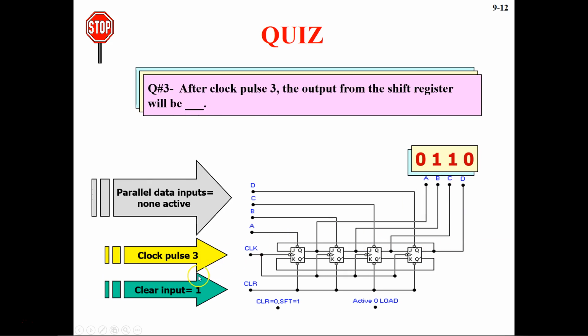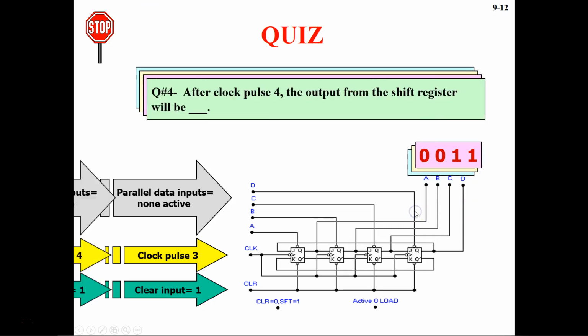And then the third clock pulse, when none of the inputs are activated and the clear input is 1, then what will happen? Then this is going to move. That's the function of the shift register, to move the bits. So these bits will move. So now you're going to get 0 0 1 1. So that's your answer.